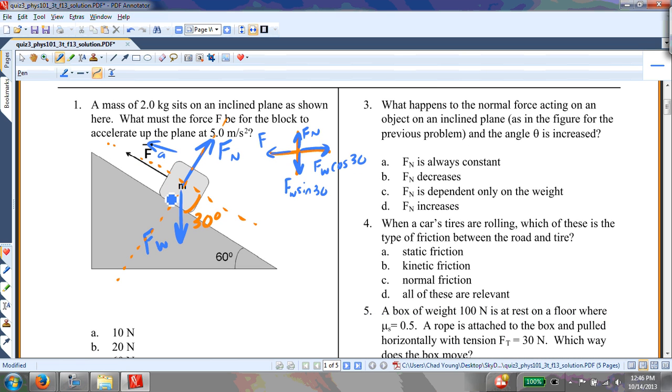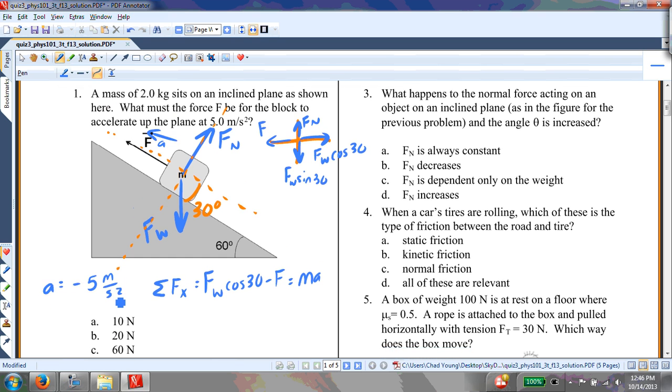All right, I'm going to look at the sum of the forces in the x direction. That's equal to FW cosine 30 minus F equals MA. Now, my acceleration has a magnitude of 5 meters per second squared, but be careful because it's in the negative direction. So I'm going to list it as negative.